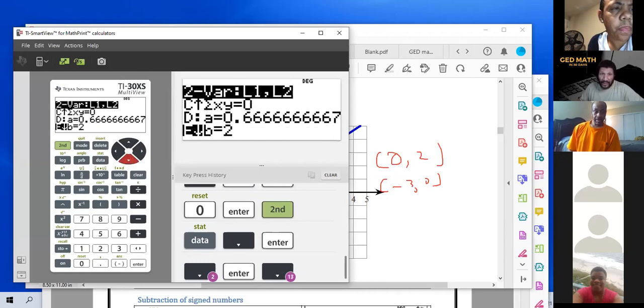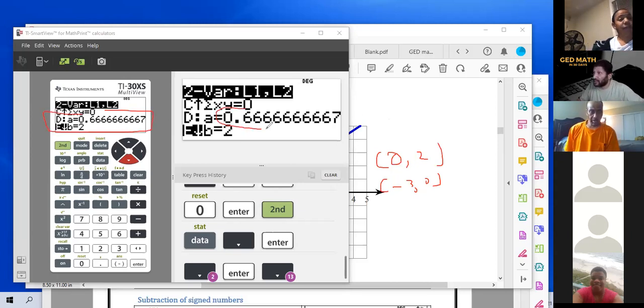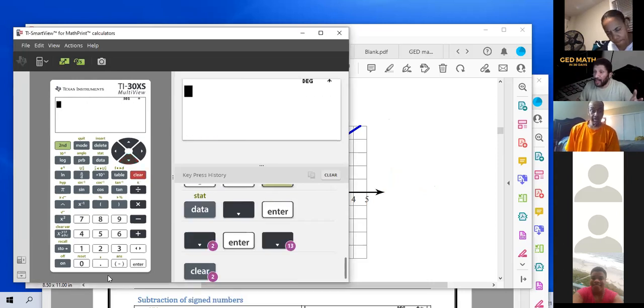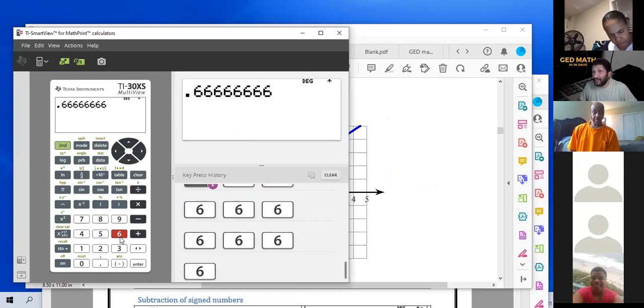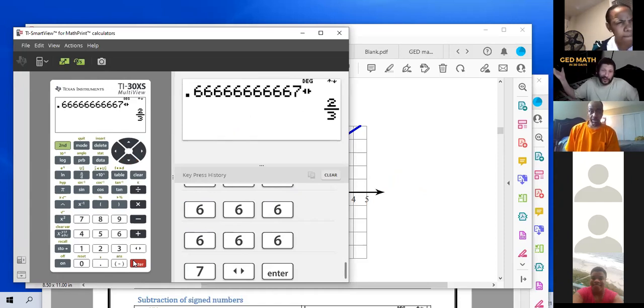Now this is what I want you to understand. This calculator is your friend. I'm telling you, it's going to help you pass. Look at this. My slope is 0.66667. Look at all them 6s. My y-intercept is 2. Mr. Tinsey, I don't remember. It doesn't matter. All you need to do is clear your calculator and put 0.66666666 and a 7. I'm going to hit my double arrows and press enter. It gave me my fraction, 2/3.